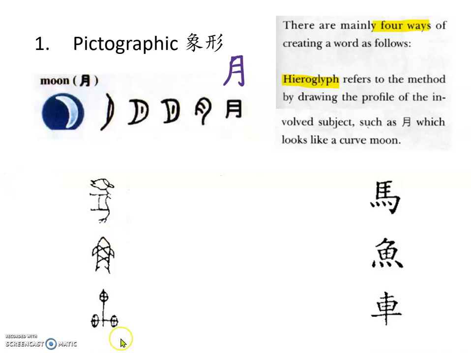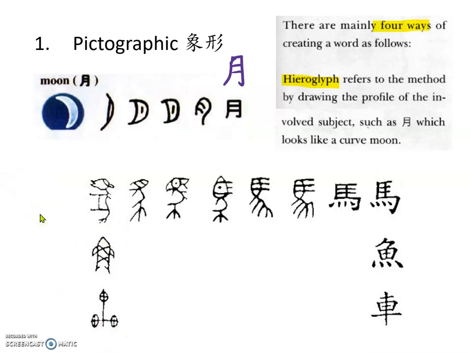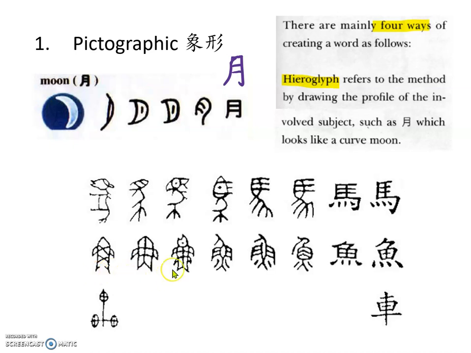So we have another 3 characters. This is an animal, and gradually, from the picture or symbol shape, it became more lines or strokes, until the 隶书 that we write today. So the first one is a horse. It's a standing horse right here. The second one is a fish.